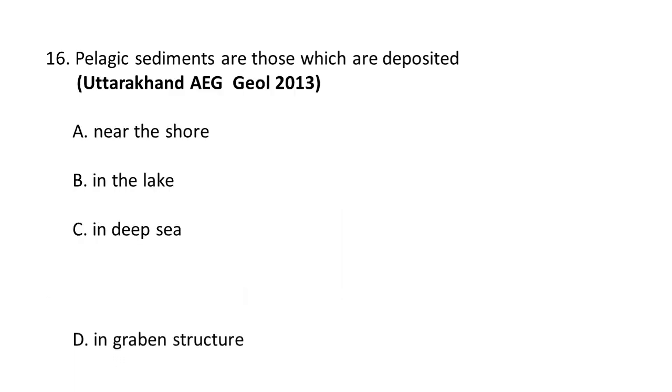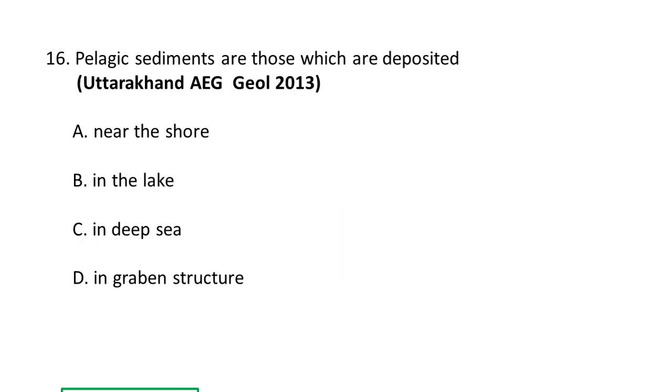Next question. Pelagic sediments are those which are deposited A. Near the shore, B. In the lake, C. In deep sea, D. In graben structure. Pelagic sediments are those which are deposited in deep sea. C is the correct option. Pelagic sediments are made up of the remains of planktonic microorganisms and wind-blown material. So C, deep sea, is the correct option.